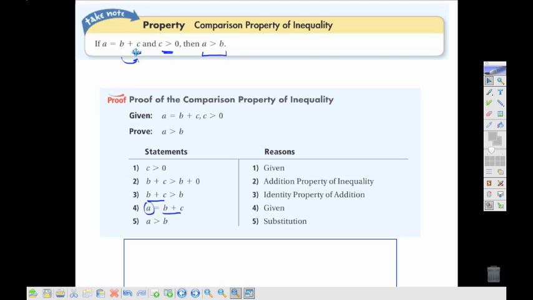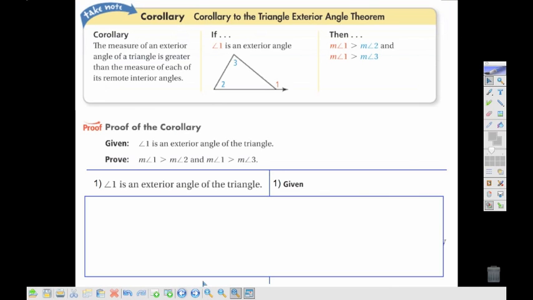So this is just telling us the definition of inequality. If I'm adding two things together to get another number, I know that A is bigger than either of those parts, as long as we're dealing with positive numbers.